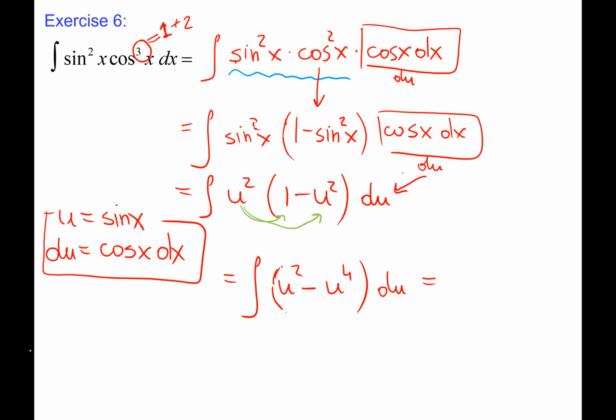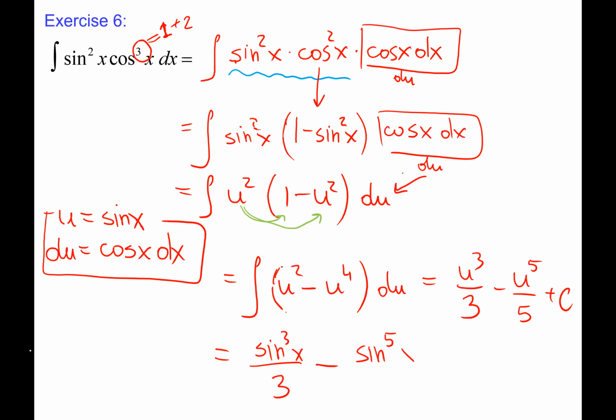Okay, u cubed over 3, u to the power of 5 over 5. Excellent. And instead of u, we can put sine of x and another sine of x. Yeah, but we can see the first line is quite important. The rest of them, you will do it. Okay, let's look at the next one. Just cosine cubed.